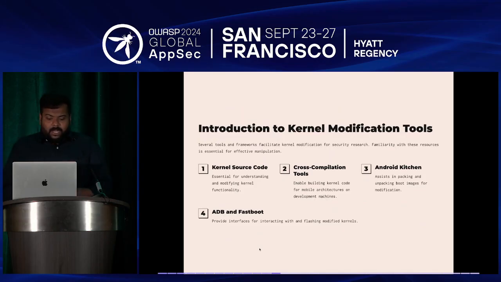Now, to understand how we need to write this kernel modification tool, 1, we need to get the kernel source code, of course. 2, we need to cross-compile this for your specific device, right? Third, we need to use something called an Android kitchen. We are focusing on Android in this talk. This assists you in packing and unpacking the boot image for modification of your kernel, because that's where all of your code is going to stay. And 4th, obviously, you need ADB and fastboot to communicate with the device, right?